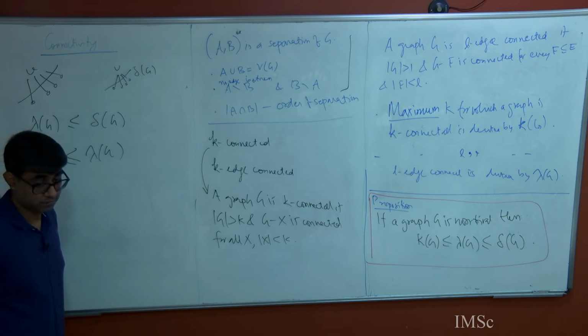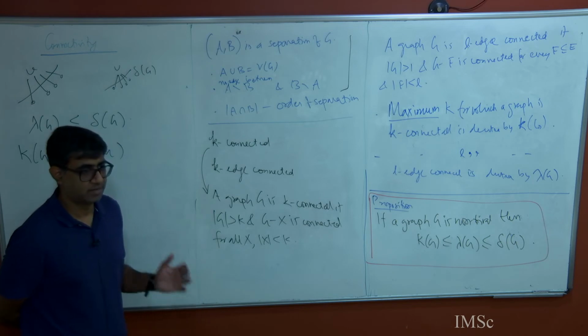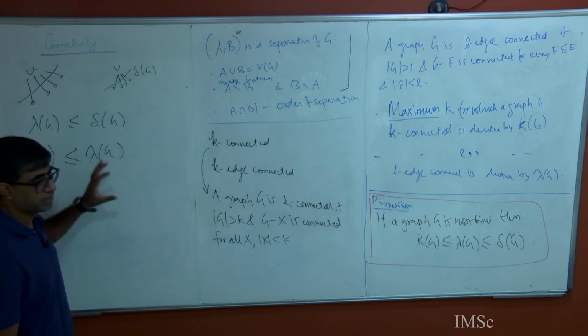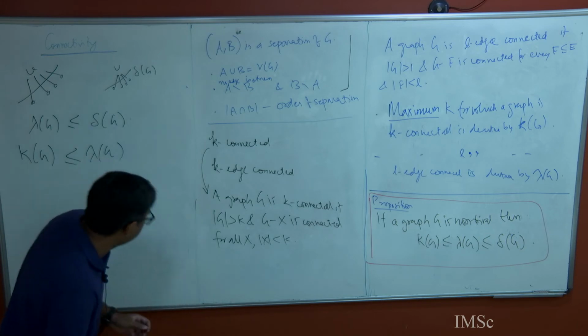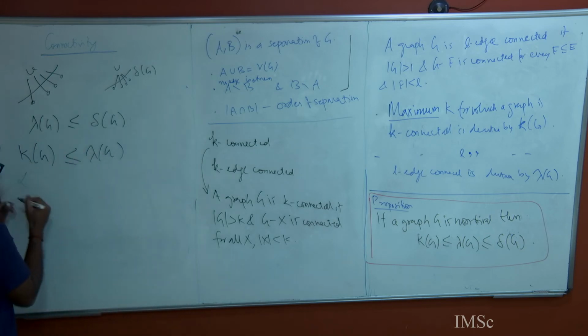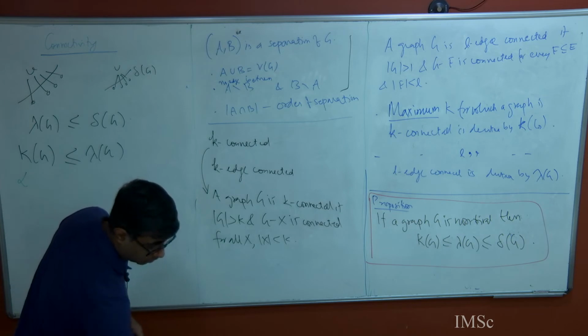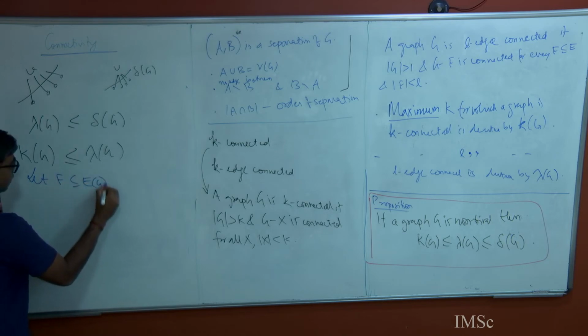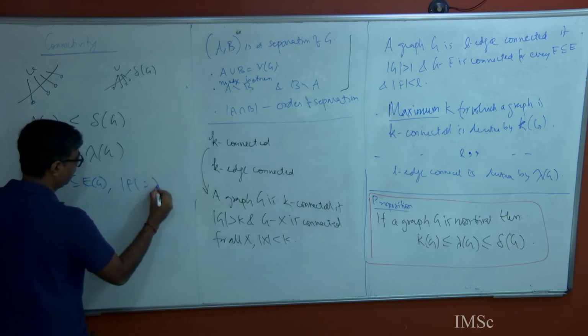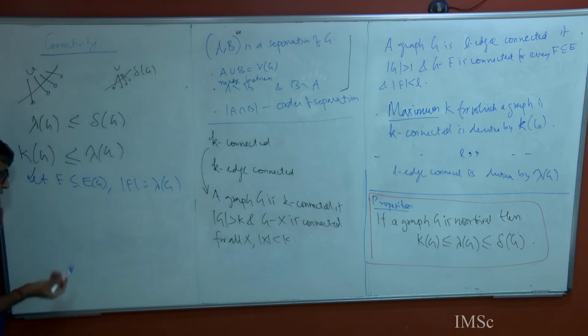That's entirely your choice, right? Which, look, for our proof, we have to show this is this. So I could start with, let's write down, no, I shouldn't use green because it's not visible. Let F be a subset of E(G), and what is the cardinality of F? It is lambda(G).